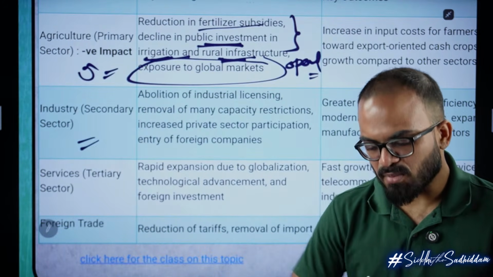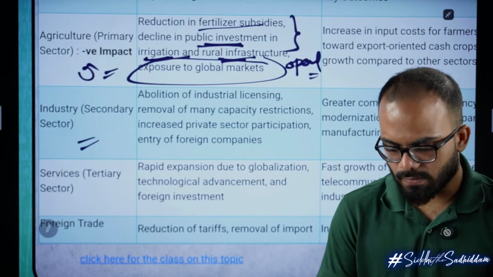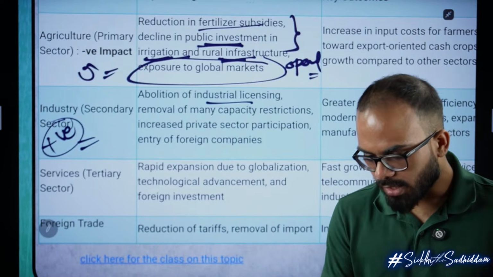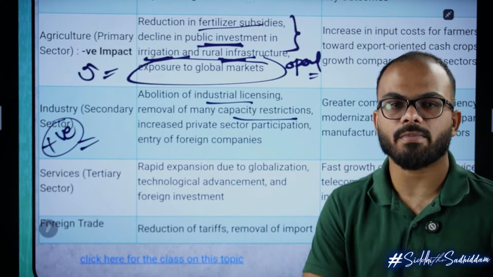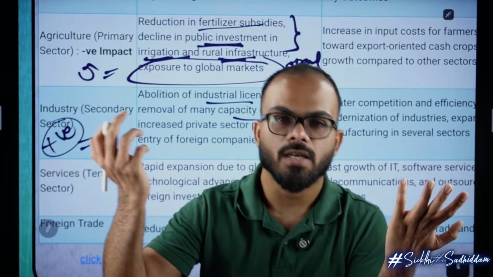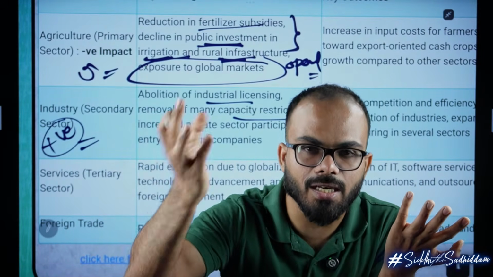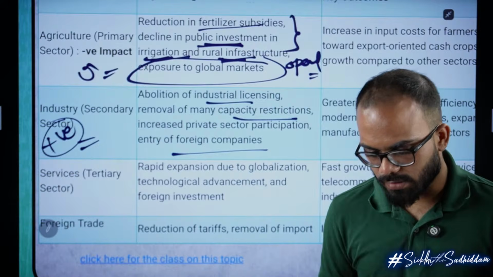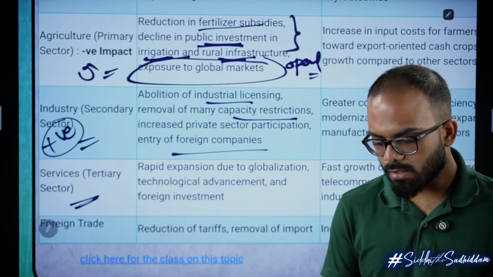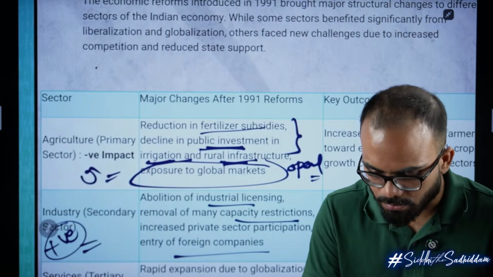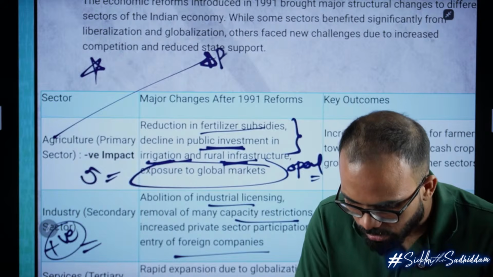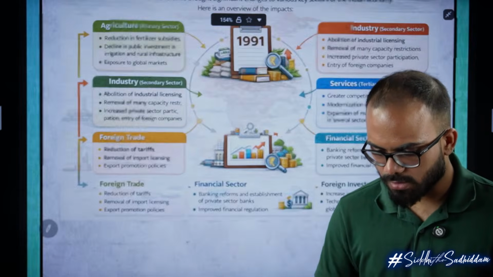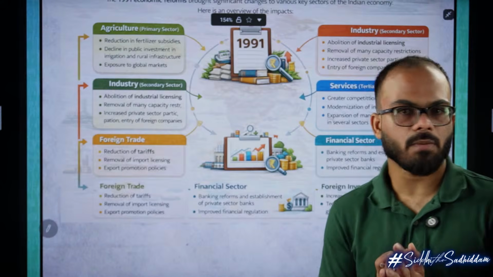Next is industry. In the industry sector, obviously there was a huge amount of positive impact. Licensing was gone, capacity restrictions were removed. Now anybody can produce whatever they want, and production was directly proportional to their productive capacity, right? So the industry sector was good, the services sector was good, foreign trade increased. This is important, especially agriculture, which is a PYQ question. So this is the sectoral impact that happened with respect to the 1991 policy.